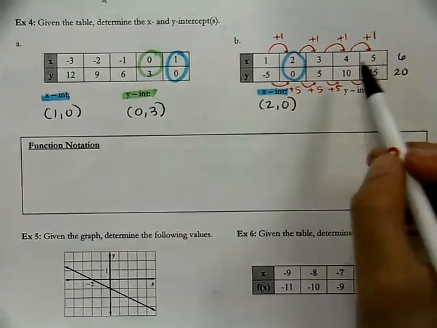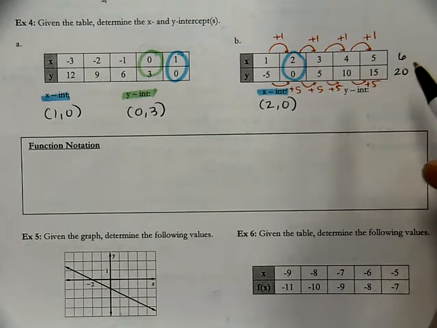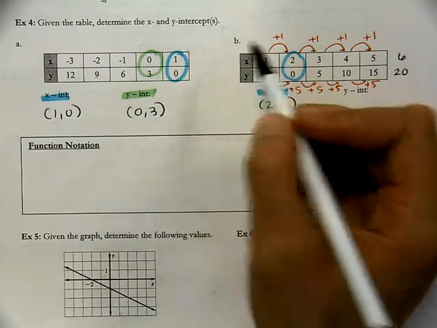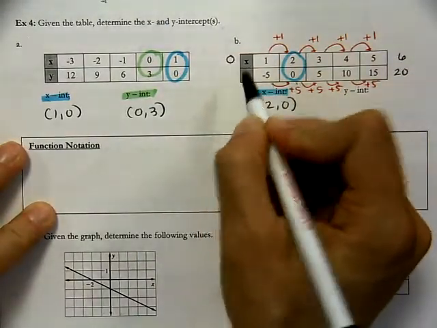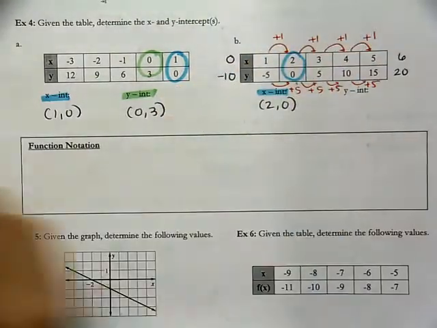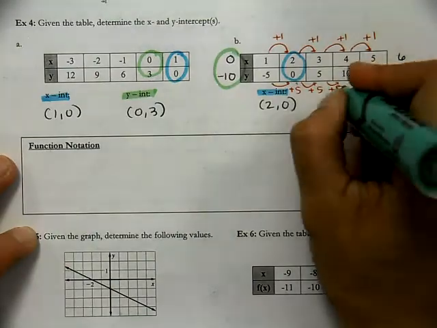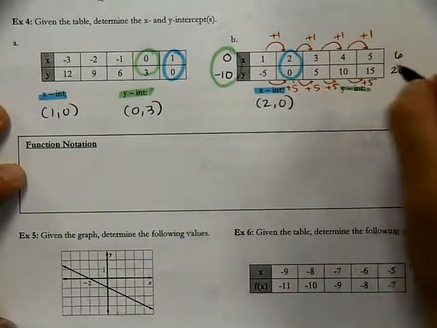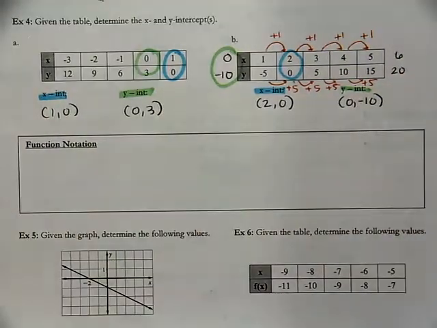But I don't want to go further and further, or higher numbers for x. I want to get closer to 0. So if I go backwards, instead of adding 1, I can subtract 1, and I can get 0. Instead of adding 5, I'll subtract 5 and get negative 10. And now I have found my y-intercept. So that one was a little tricky, but it helps us if we remember to look for patterns. So (0, -10) is our y-intercept.